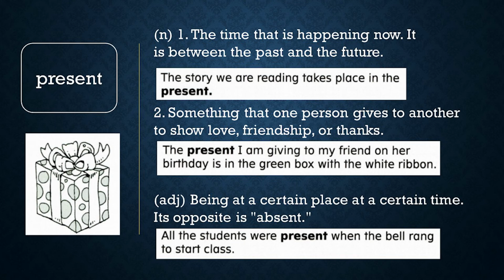Present. Say present. Present has 3 meanings. The present is the time that is happening now. It is between the past and the future. The story we are reading takes place in the present.